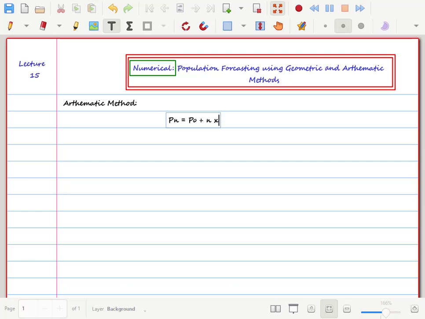One numerical problem will be based on the arithmetic method, and the second problem will be based on the geometric method for population forecasting, right? So let's start first with the arithmetic method.